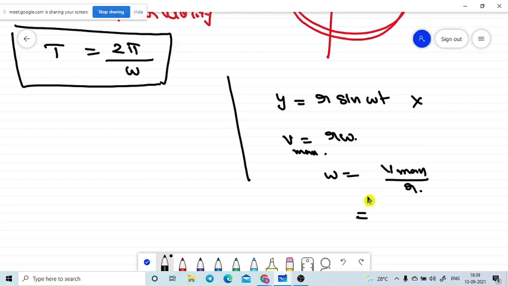Then the V maximum formula. Tell me the V formula. Root of r square minus y square. This also we cannot apply. Wait a minute.